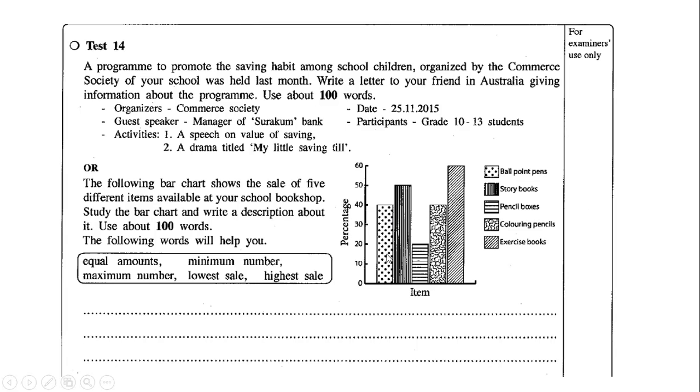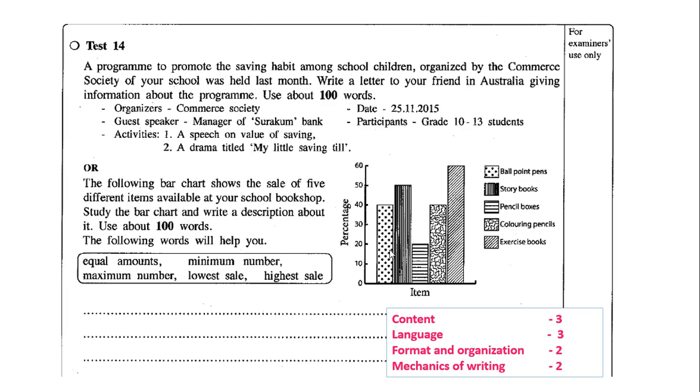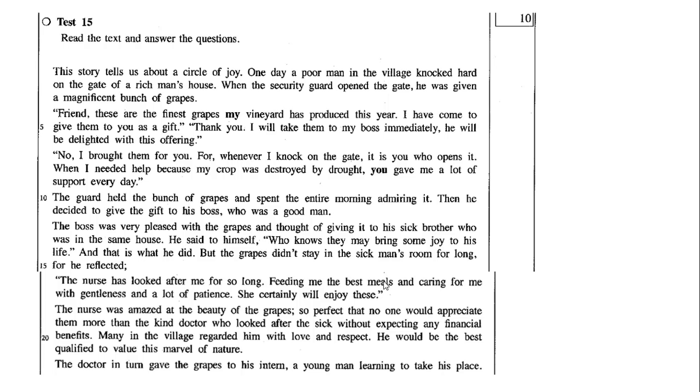There's a clear graph. You have to discuss about this. We have done so many activities related to this. So I'm sure you will get all the 10 marks for this question. For content, 3 marks. Language, 3 marks. Format and organization, 2 marks. Again, mechanics of writing, 2 marks. If you can't remember how to describe a graph, you have to refer to the previous lessons and the descriptions you have read. Okay, let's move to activity 15, test 15.